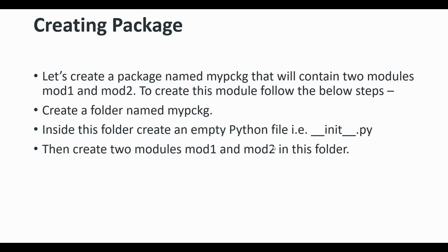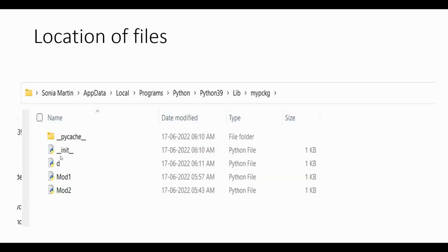Apart from that, I have to create an empty Python file, __init__.py. So there are going to be 3 different .py files inside my folder called my pack. This is how it's going to look. You're going to have init, which is a regular file, then mod 1 and mod 2. We'll come to the other file which I created later on, but right now, inside my folder named my pack, I have 3 files: init, mod 1 and mod 2.